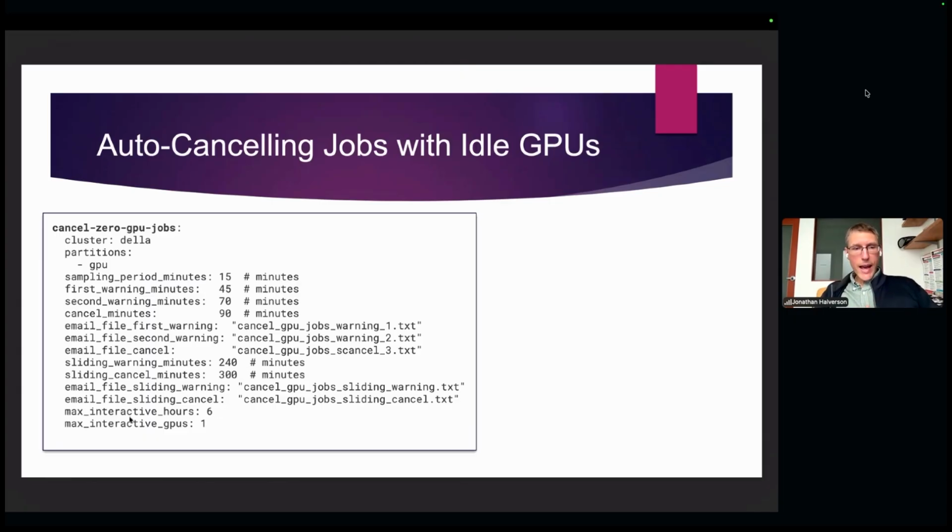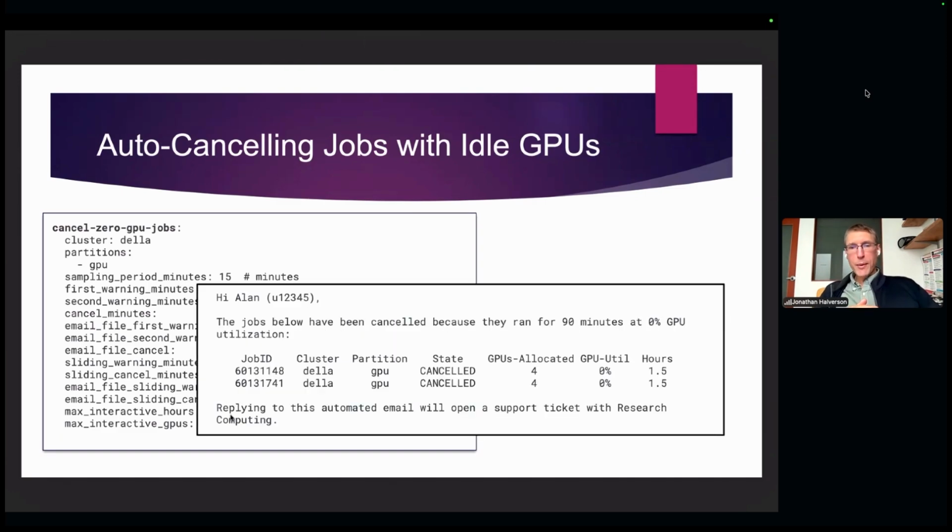And then if you look at the last 2 lines, we're distinguishing between batch and interactive jobs. If an interactive job is run and they only allocate 1 GPU and the runtime limit is 6 hours or less, then we completely ignore them. They don't have to use a GPU at all. But if they use more than 1 GPU, or if they ask for more than 6 hours, then they're subject to the same cancellation rules.